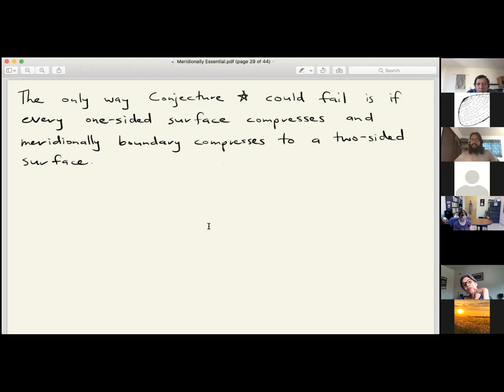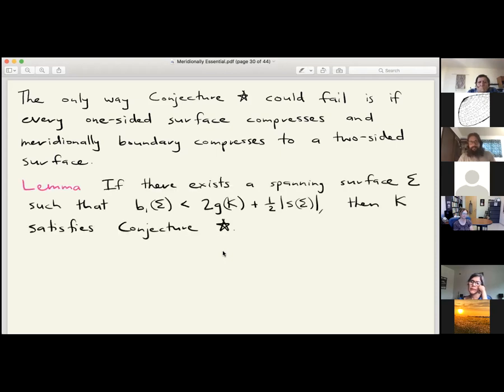Okay, so let's go back and look at how this applies to conjecture star. It seems like a conjecture that can't really fail. The only way it can fail is if every one-sided surface, because we start with any one-sided surface bounding your knot, and start doing compressions and meridional boundary compressions, you're just going to get to simpler and simpler spanning surfaces. So the only way it can go wrong is if every single one of these surfaces meridionally boundary compresses to a two-sided spanning surface. Okay, and so then we get this lemma, which helps.